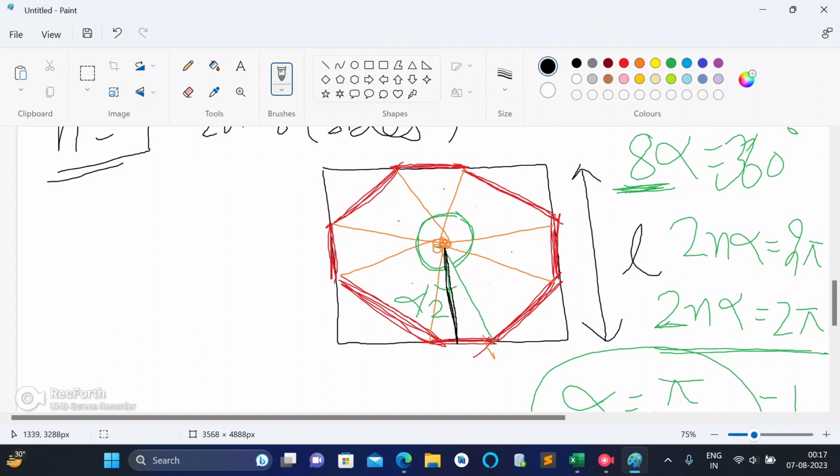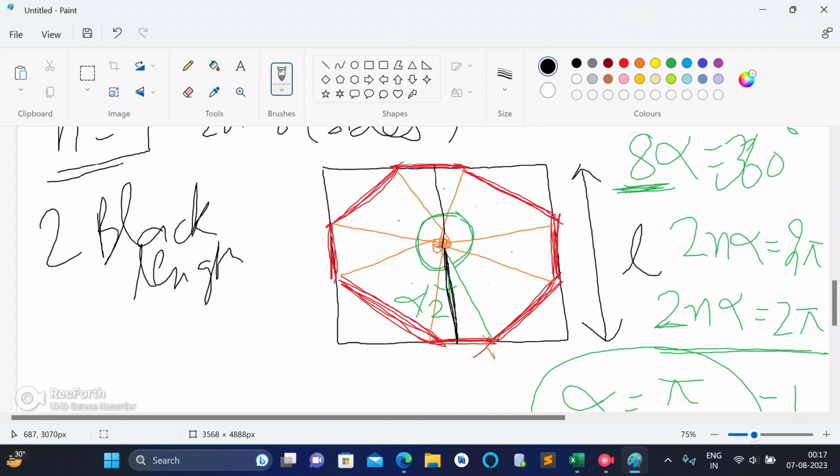Now I am marking with black. Don't you think if I got this black length, and if I double that black length, I will get the length of the square? So if I get 2 times the black length, and if I double the black length, then twice the black length will give me the side of the square. So let's say this black length is b.